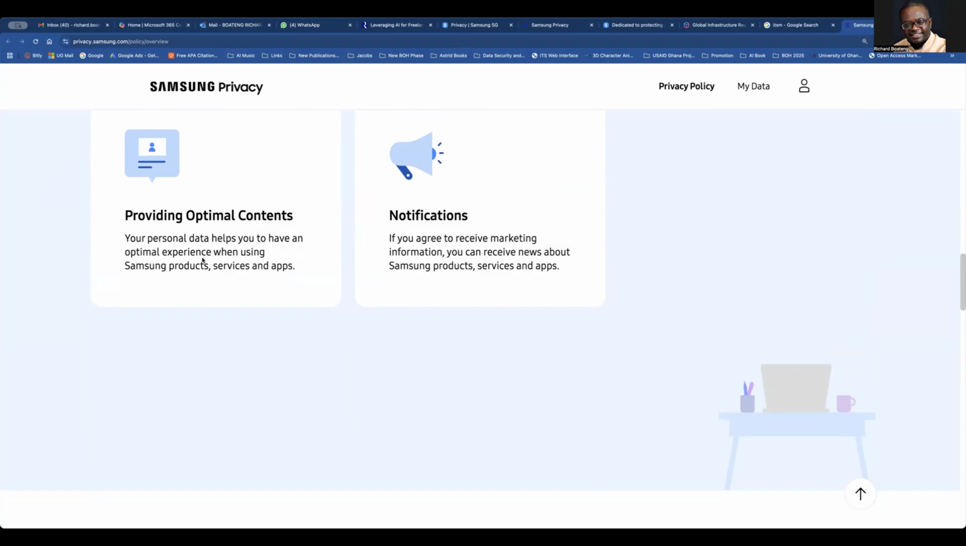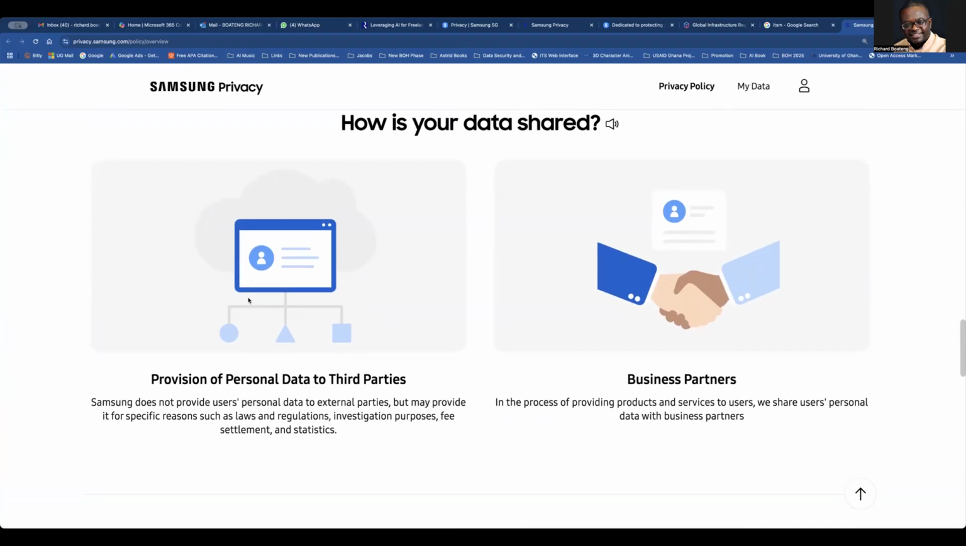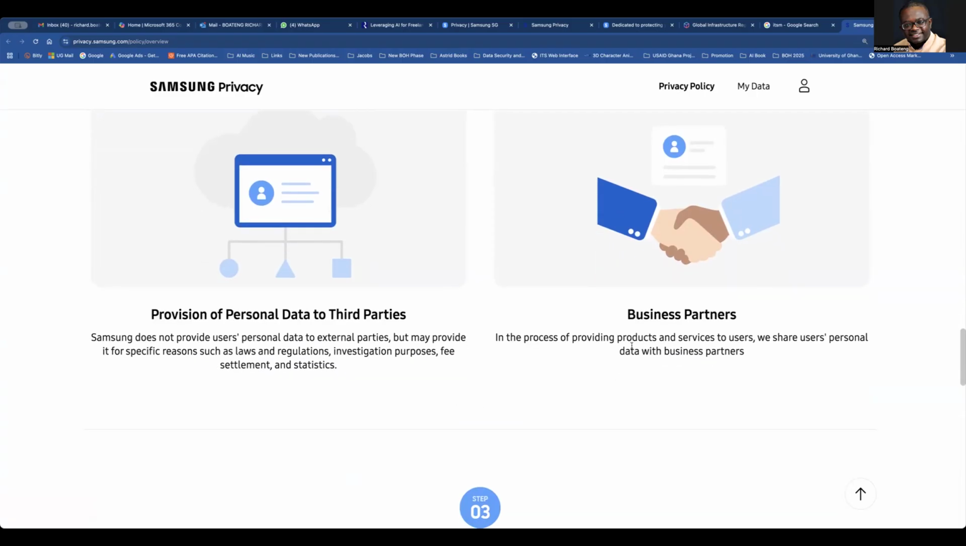If you agree to receiving marketing information, you can also receive news about Samsung products, services and apps. Then, how is your data stored? Remember I mentioned what should be in the privacy policy, so that gives you an overview. Provision of personal data to third parties: Samsung does not provide personal data to external parties, but may provide it for reasons such as laws and regulations, investigation purposes, fee settlement, and statistics. Business partners: in the process of providing products and services to users, we share users' personal data with business partners.